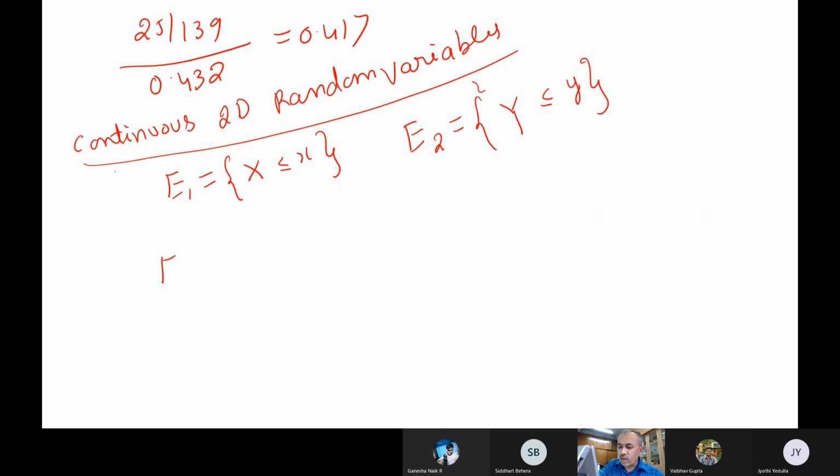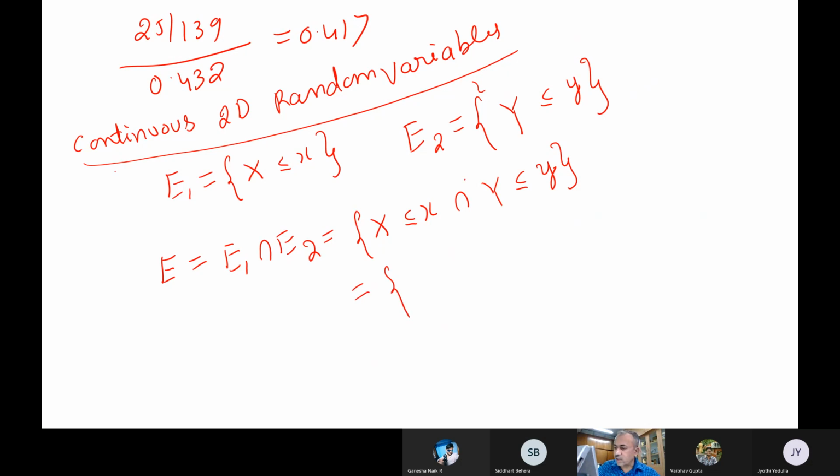Now we are looking for an event E which is the intersection of these two events. This we write as capital X less than or equal to x, intersection, capital Y less than or equal to y. We replace our intersection with a comma. This is just to simplify the notation. Generally intersections are replaced with the comma operator. So this is what we call the joint probability.